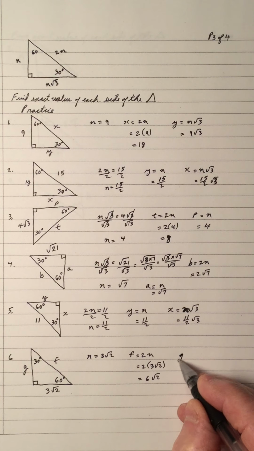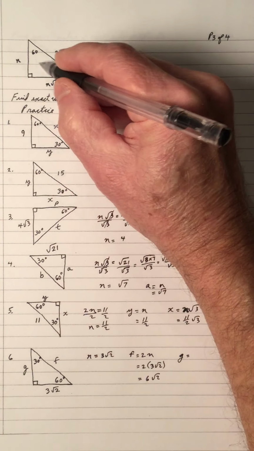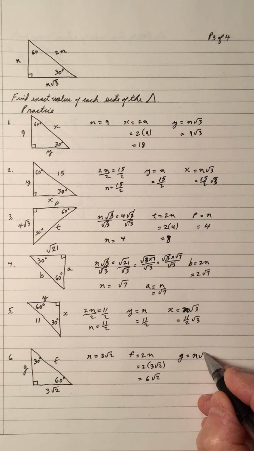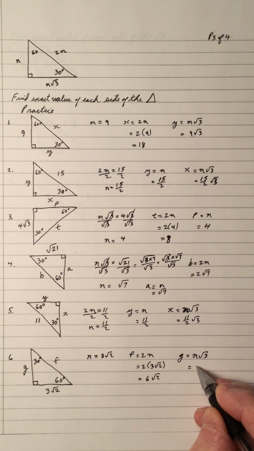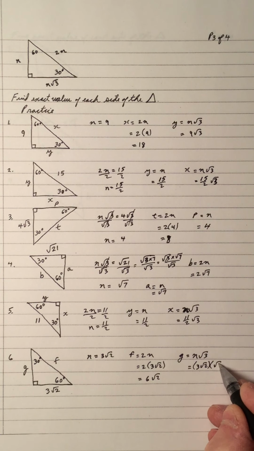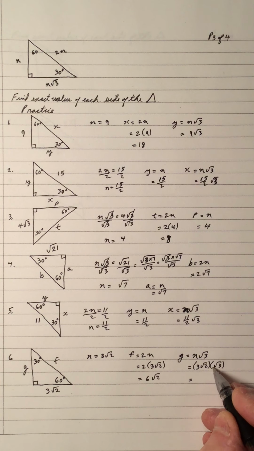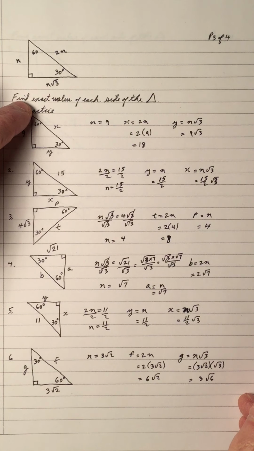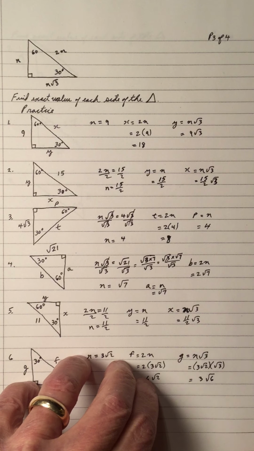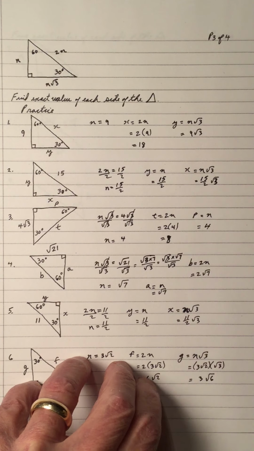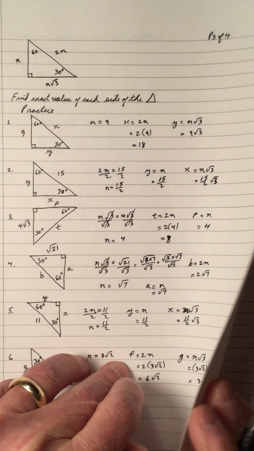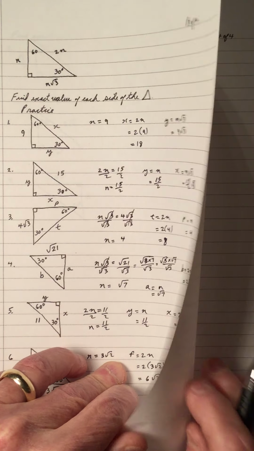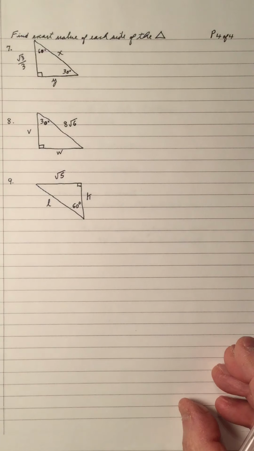And we have the g. The g is opposite 60. Opposite 60 is n root 3. So I have n is 3 root 2 times root 3. So 3 times 1 is 3. Root 2 times root 3 is root 6. Notice I'm leaving it as the exact values, leaving it in the radical form as a square root. I don't change it to a decimal. That's the idea of an exact value.